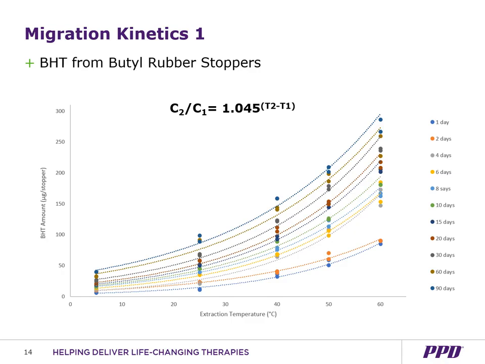We were then able to use the equations generated by each curve, just as we did for the last graph, to figure out an average concentration equation shown on the top, where a projected concentration, or C2, divided by a known concentration, or C1, equals a constant 1.045 raised to the difference in temperature.